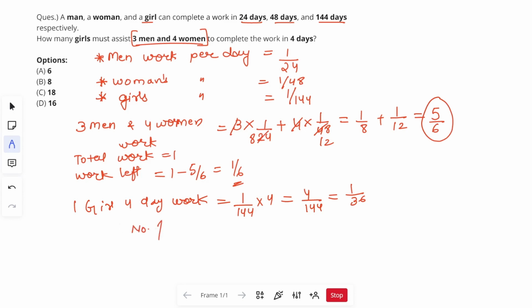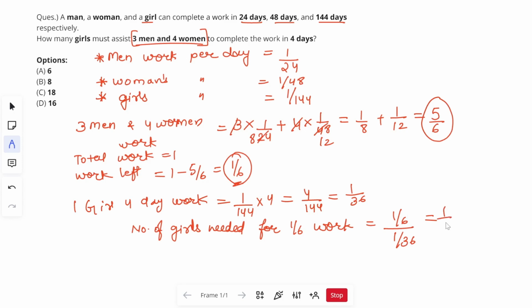So number of girls needed to complete 1 by 6 work. Why 1 by 6? Because 1 by 6 is the only work left. The number of girls needed for 1 by 6 work will be 1 by 6, that is the total work left, divided by the work done by one girl. When you solve this, 1 by 6 into 36 by 1, it is going to be 6. So you will need 6 girls who can complete the work in 4 days.